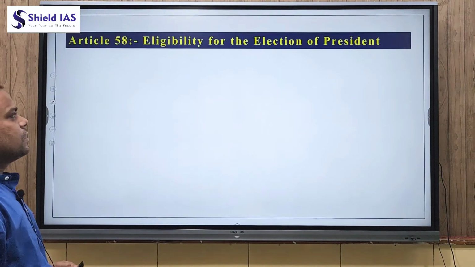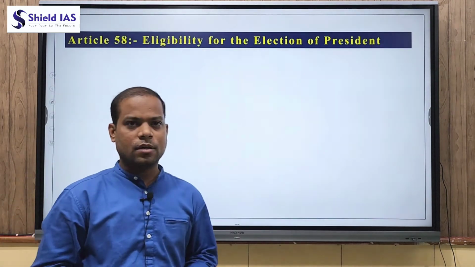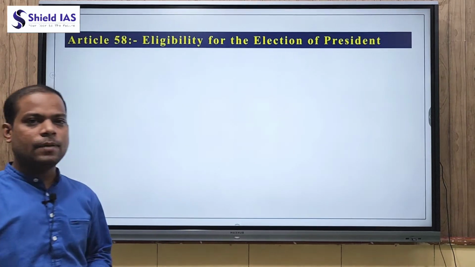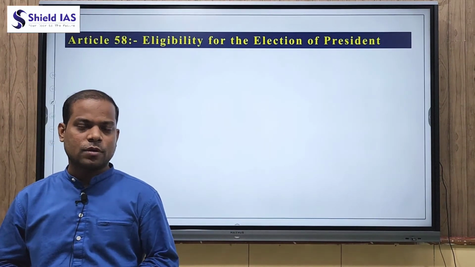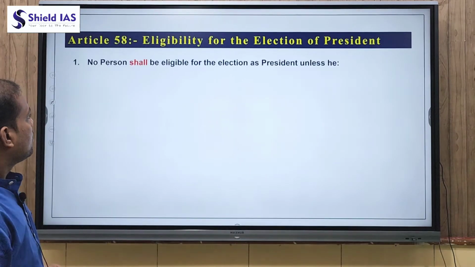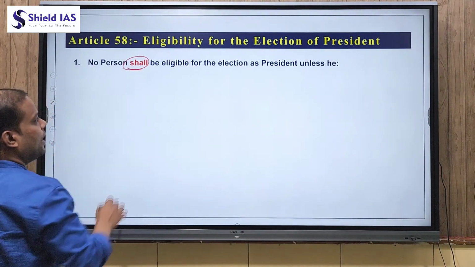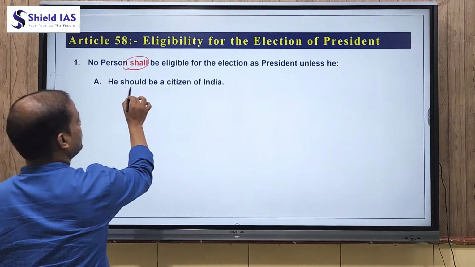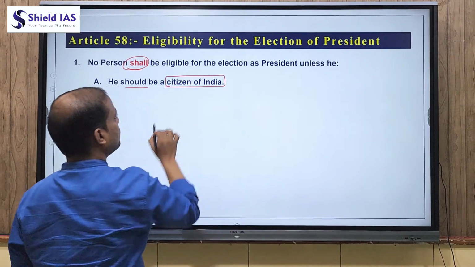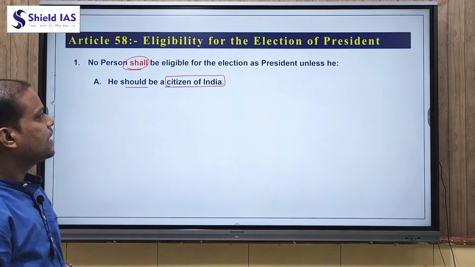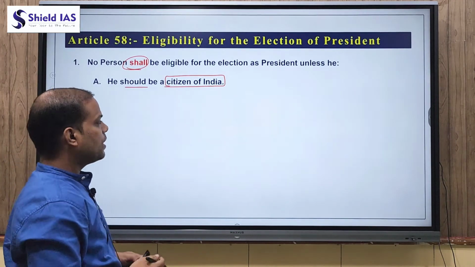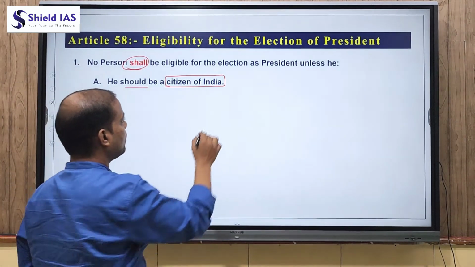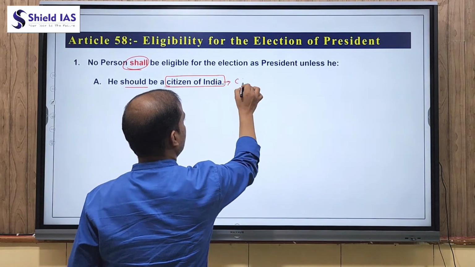Now what does Article 58 say? Article 58 of the Indian Constitution talks about eligibility for the election of the President. No person shall be eligible for the election of President unless he is a citizen of India. So the first qualification required for any person who wants to contest for the post of President of India is that the person must be a citizen of India.